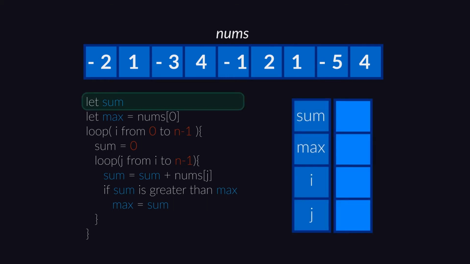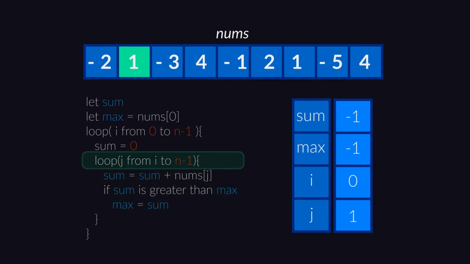First, sum has no value. Max has -2, which is the first element of the array. Then we enter the loop and the value of i updates to 0. After that, sum equals 0 and in another loop j equals 0. Now the value of sum updates to sum plus the first element of the array, that is -2. Now we check if -2 is greater than -2, which is not true. So we go for the second iteration of j. j is 1 now. Sum equals -2 plus 1, which is -1. -1 is greater than -2, so max equals -1.